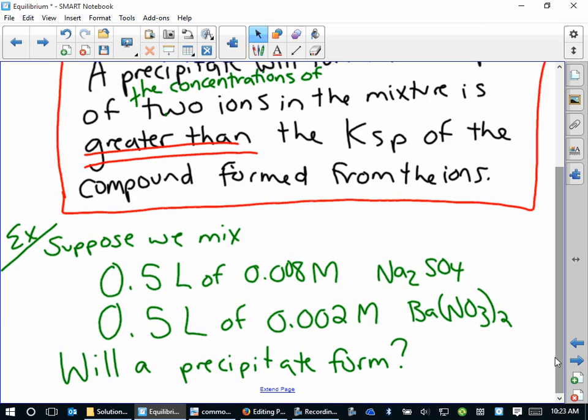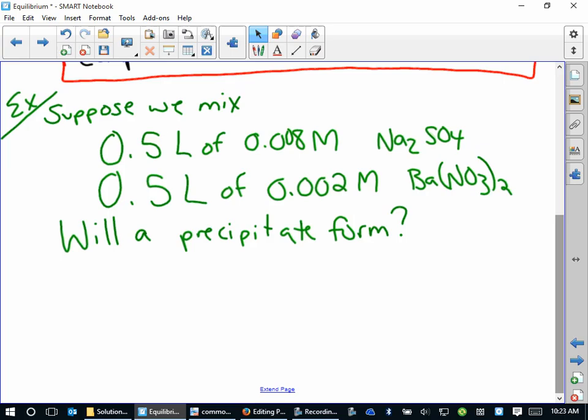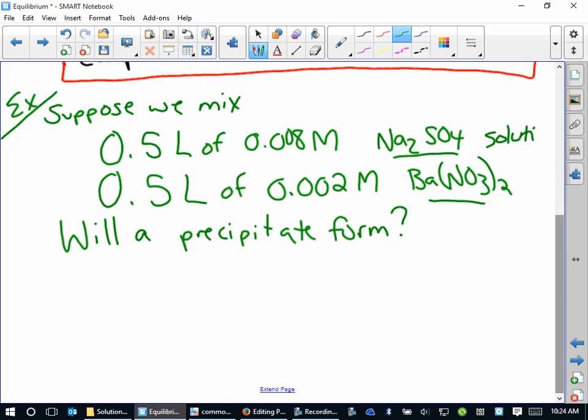So here's an example that we're going to do. Suppose we mix half a liter of 0.08 moles per liter of sodium sulfate with half a liter of 0.002 moles per liter of barium nitrate. My question is, will a precipitate form? Well, first of all, let's look at these solutions. I probably should have written solution, just to be correct, so maybe add solution to your notes. Okay, let's look at each of these solutions.